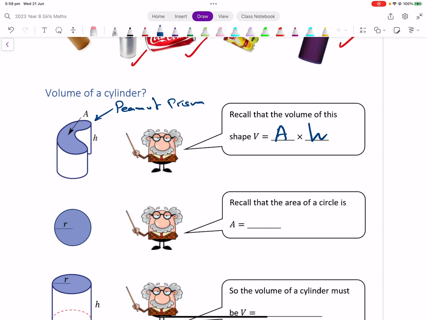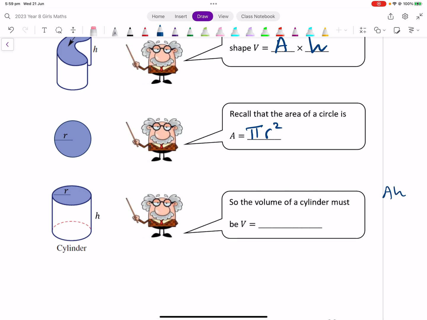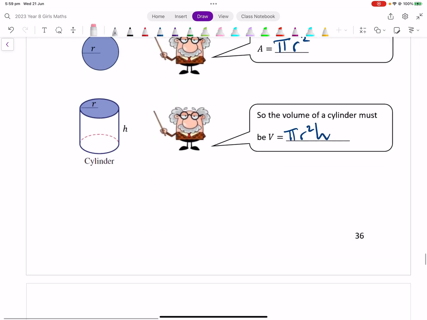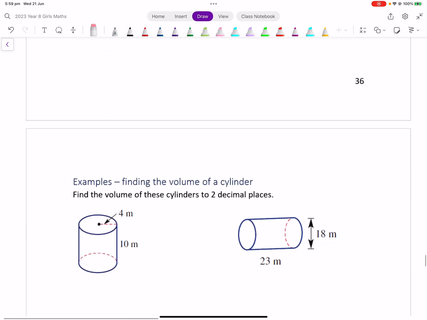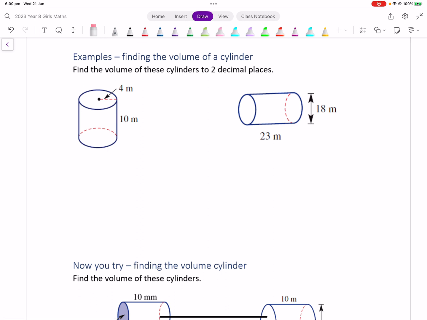Now, recall that the area of a circle is pi r squared. You all probably remembered that. So the volume of a cylinder, which is A times H, where A equals pi r squared and H is H, is pi r squared H. So hopefully that makes sense. Let's use that formula to try and calculate the volume of these cylinders, I should say.